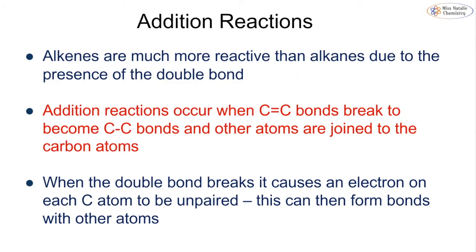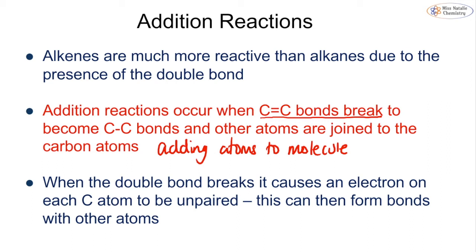Now, alkanes underwent substitution reactions. Alkenes undergo addition. And because of this double bond, we know that the alkenes are much more reactive. An addition reaction happens when this carbon-to-carbon double bond breaks to become a single bond, and then we add in other atoms to those carbons. So we are adding atoms to the molecule. This is why we call them addition reactions.